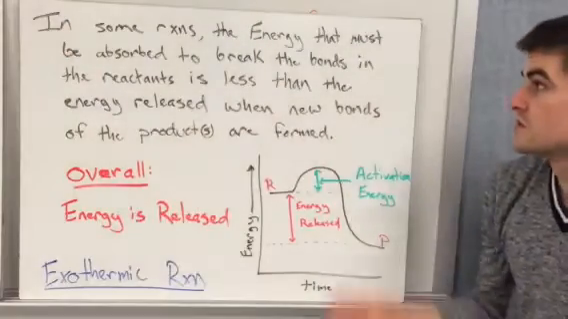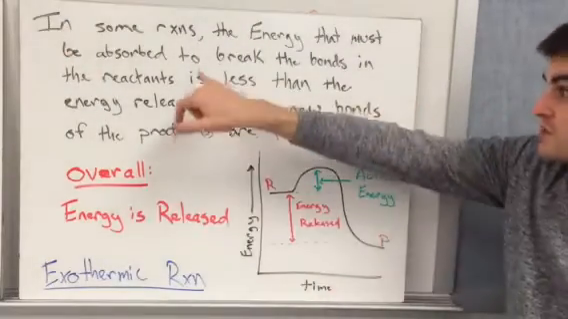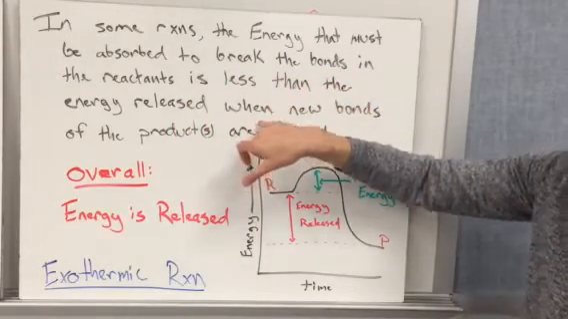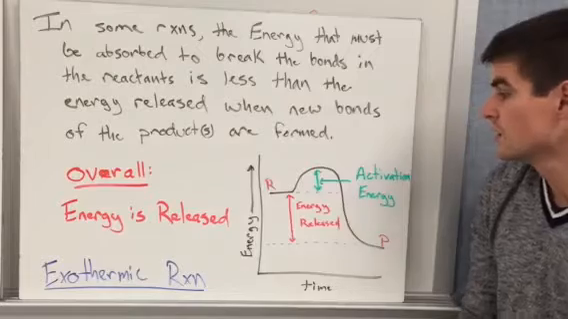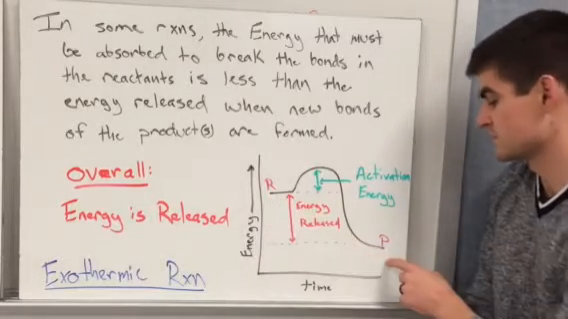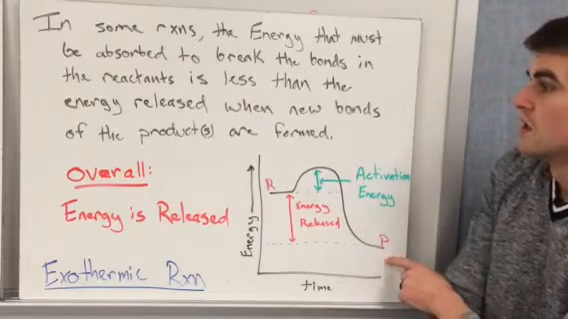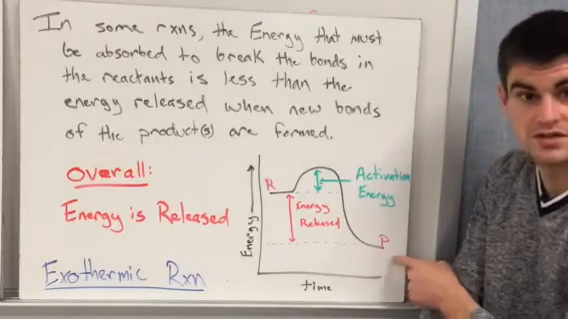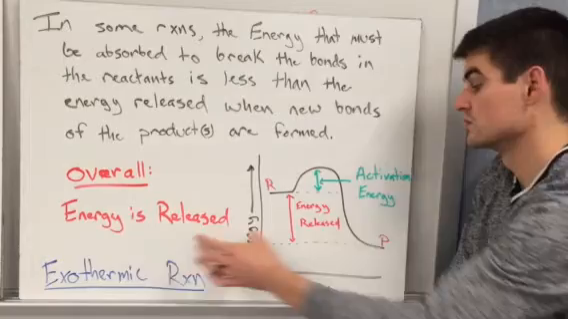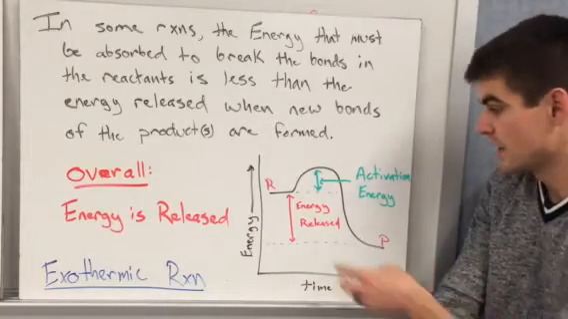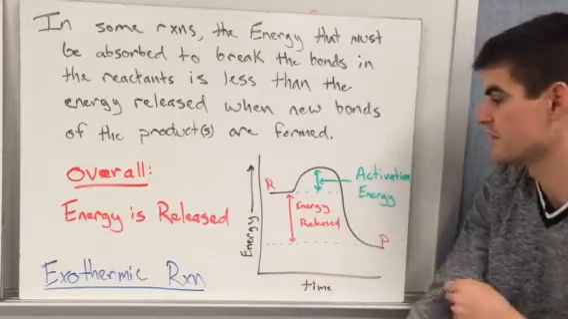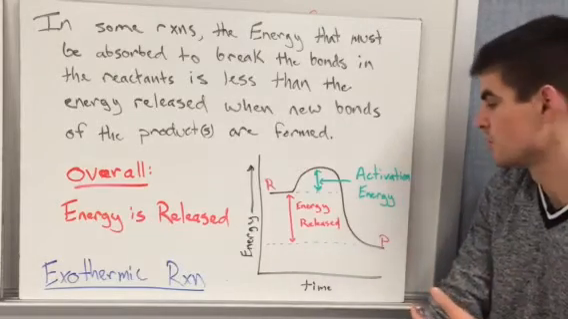In some reactions, the energy that must be absorbed to break the bonds is less than the energy released. So if we look at the reactants versus the products, in this case, it takes less energy here, so we're actually going to release some energy, and we're going to release this much. And this is a reaction diagram. We'll draw them at some point.